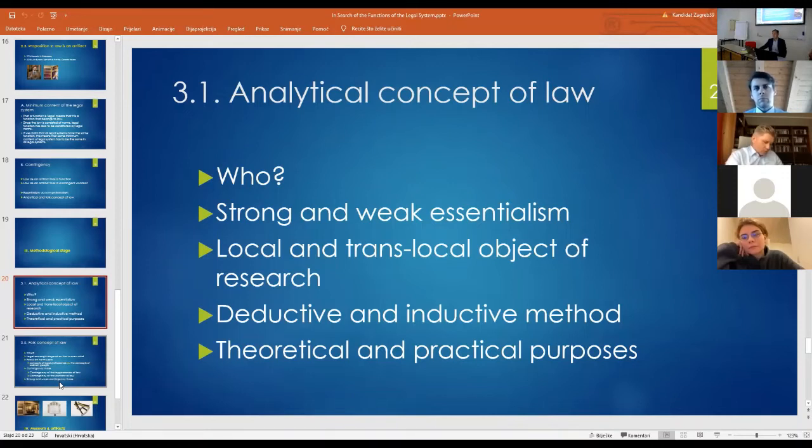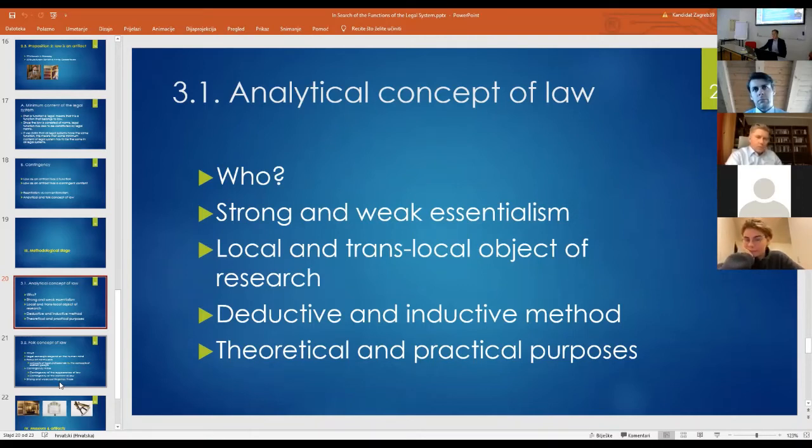There is a huge difference whether you research the Croatian legal system, the German legal system, or all national legal systems. And what was also mentioned yesterday, there are also other legal systems, for example, international legal systems. So when I say translocal, there is a difference. The result will be different. What is the object of your research? If you are talking about a translocal object, then the results will be different.